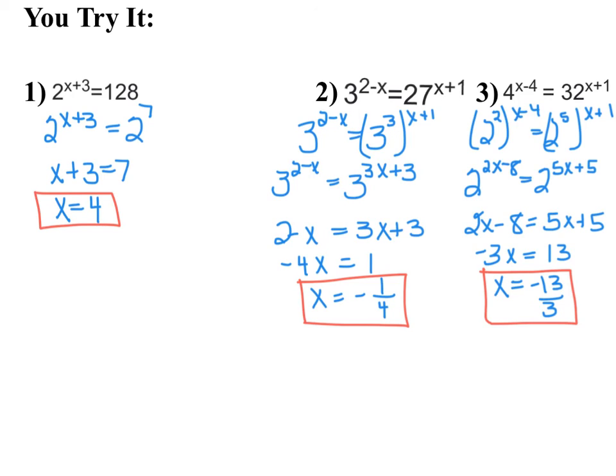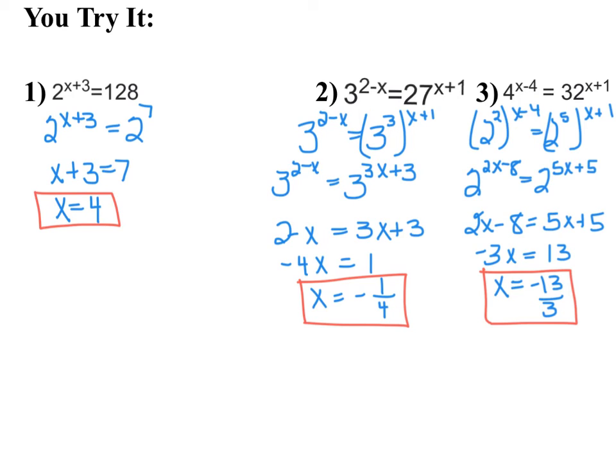In example number 2, we wanted to write both 3 and 27 as 3 to a power. So the left side we kept exactly as the original. On the right side we had to replace the 27 with 3 to the 3rd power. Then of course use your rule for raising a power to a power. So multiply those exponents together to get 3x plus 3. When the bases match, we're going to set the exponents equal to each other and solve for our answer for x.